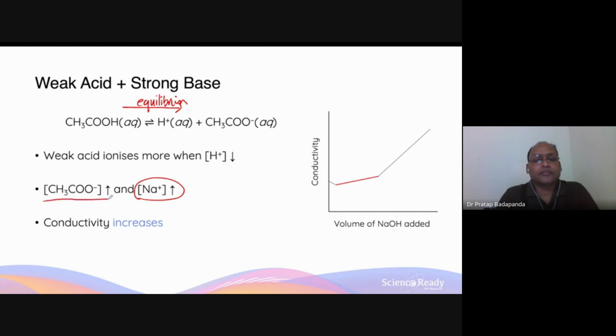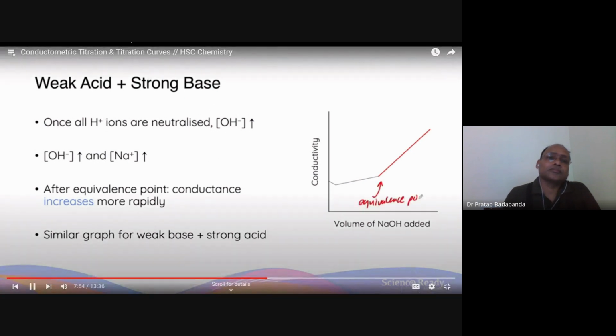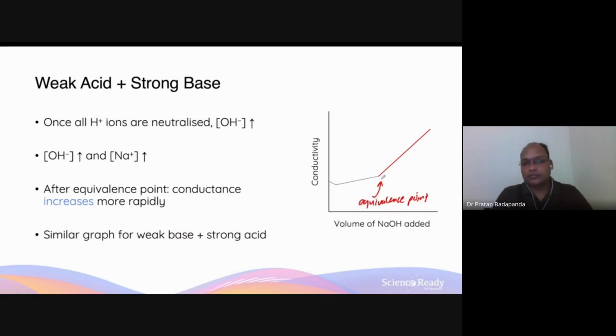The additional increase in acetate ion concentration causes the conductivity of the solution to increase slightly, as you can see in the second part of this graph. Once all the hydrogen ions that could be deprotonated from the weak acid have been neutralized by all the hydroxide that can be added, we have reached the equivalence point of the titration.